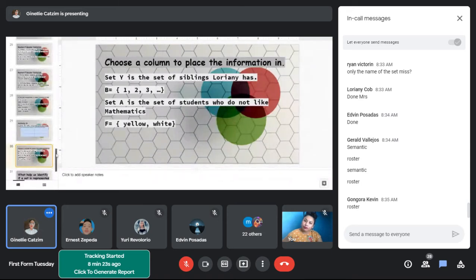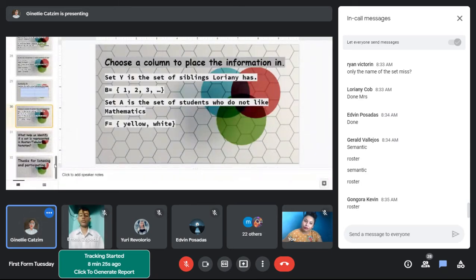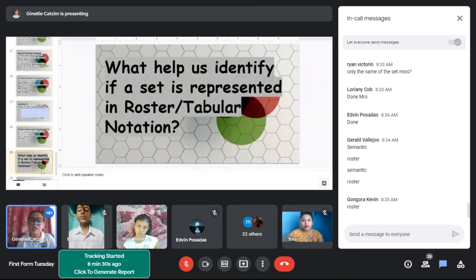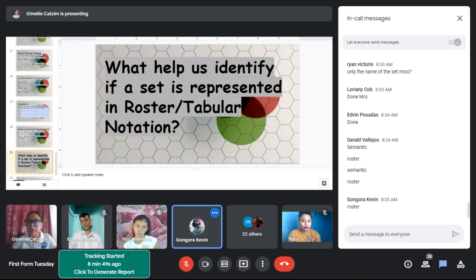So what helps us identify if a set is represented in raster or tabular notation? What helps us identify if a set is represented in raster or tabular notation? Miss, the curly brackets and the commas. Which kind of brackets should it have?